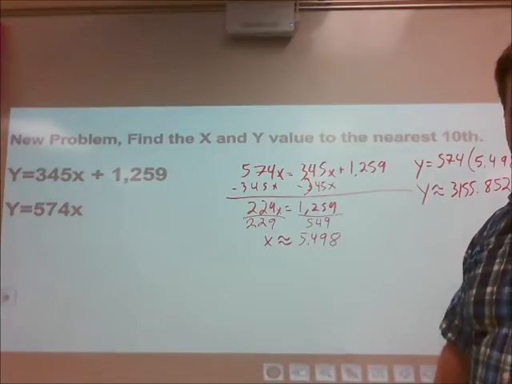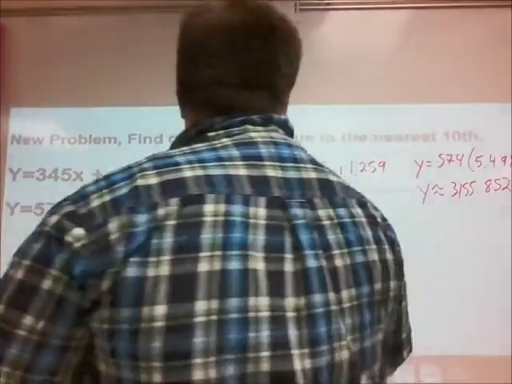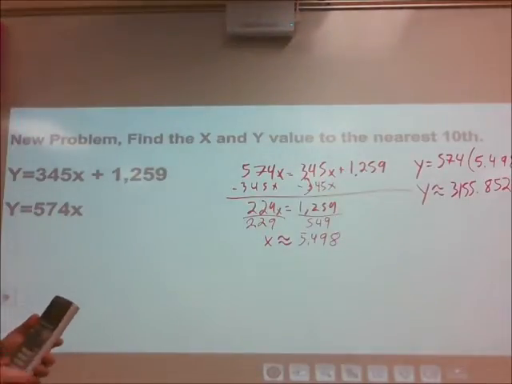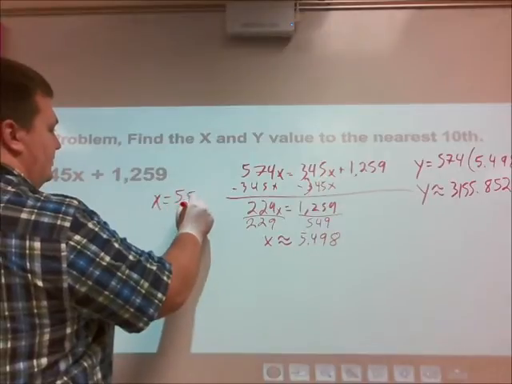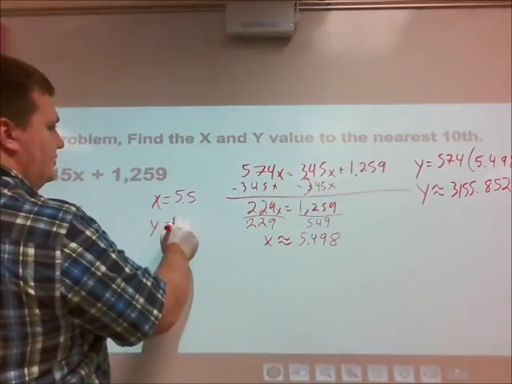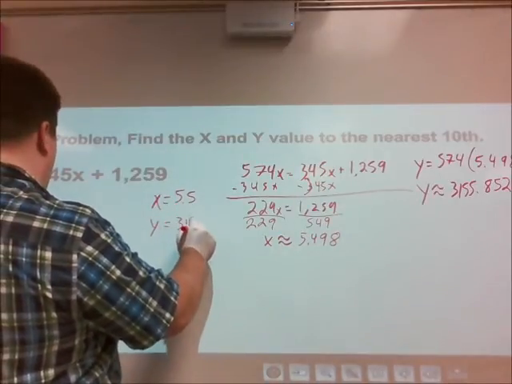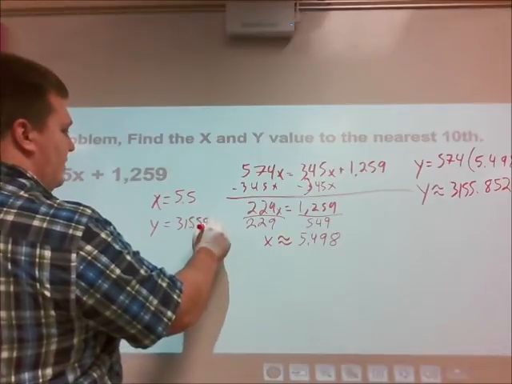So what's our final answer going to be? If we round to the nearest tenth, our x value is equal to 5.5. Our y value is 3,155.9.